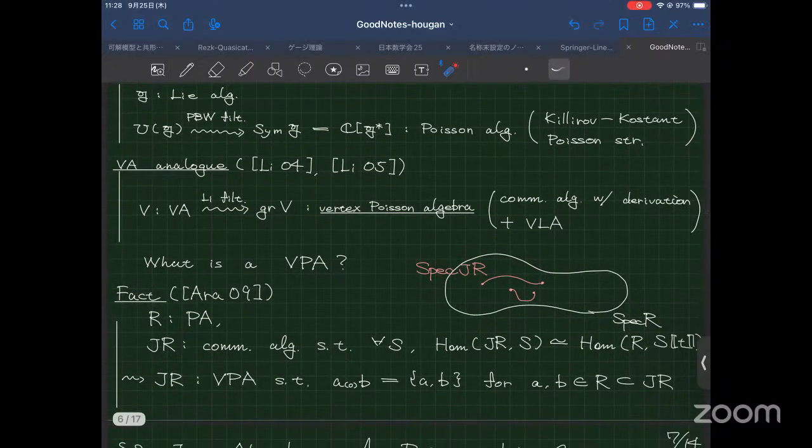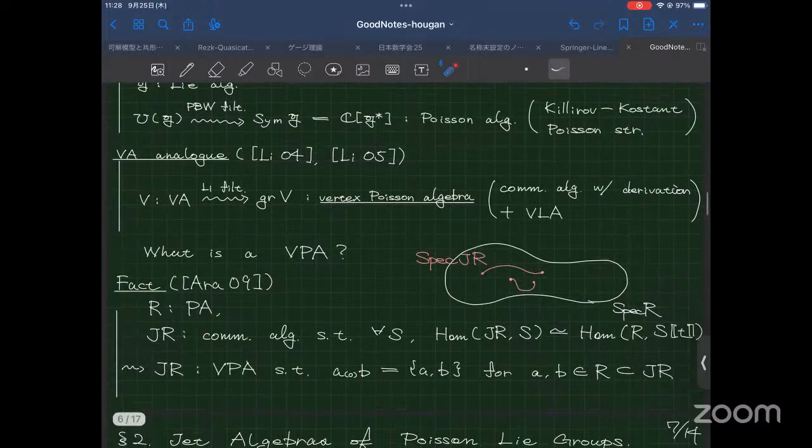So we want to understand what a vertex Poisson algebra is. It is known how to construct a vertex Poisson algebra, by Arakawa. For a commutative algebra, we can consider the jet algebra, which is regarded as an arc space. From a geometric point of view, the jet of a Poisson algebra is not only a commutative algebra, but also carries a vertex Poisson algebra structure.